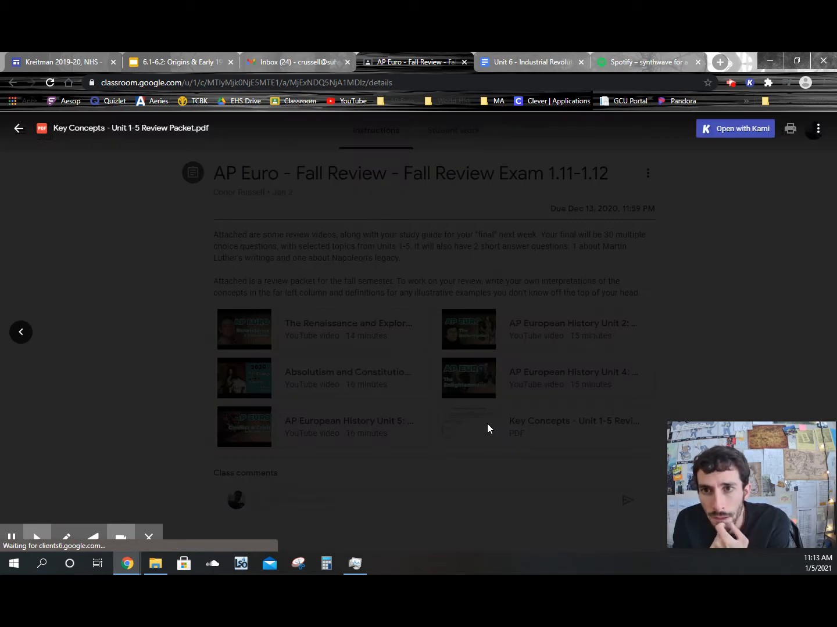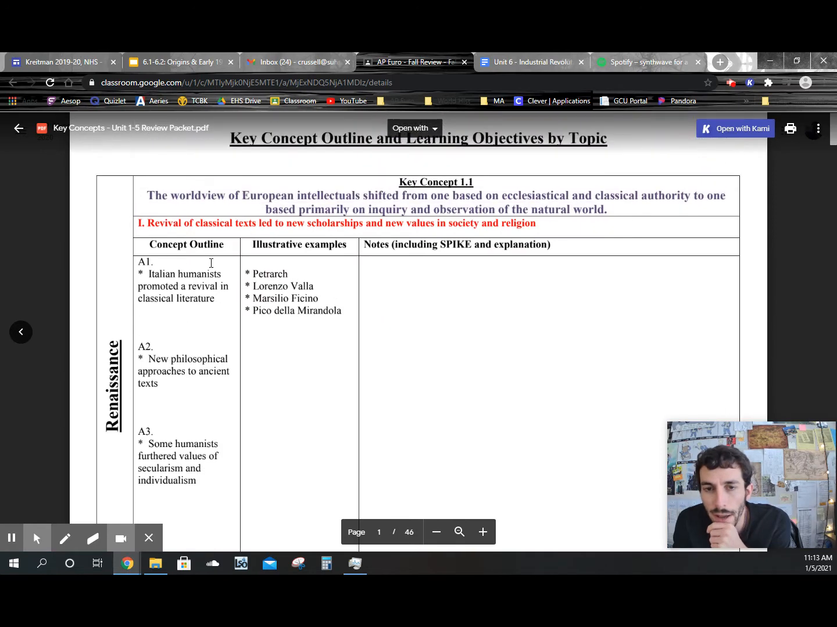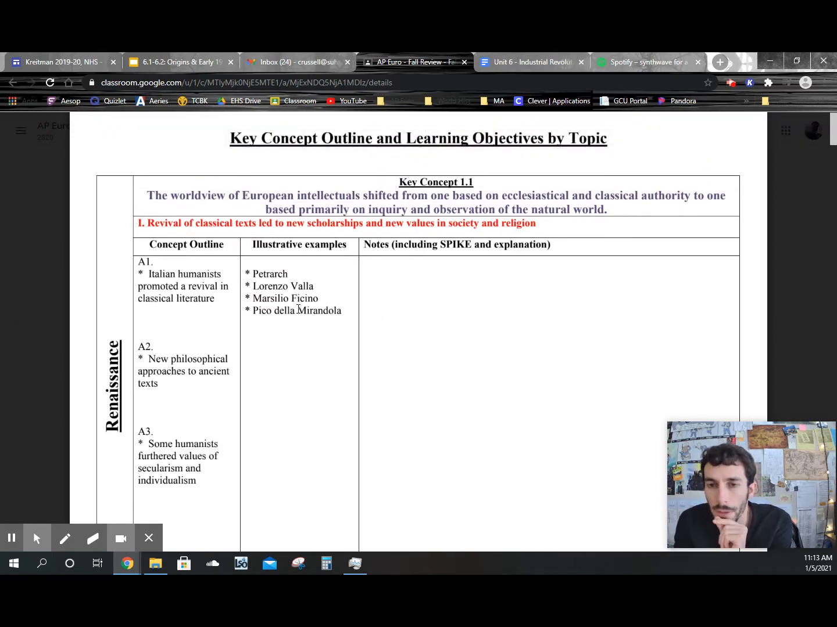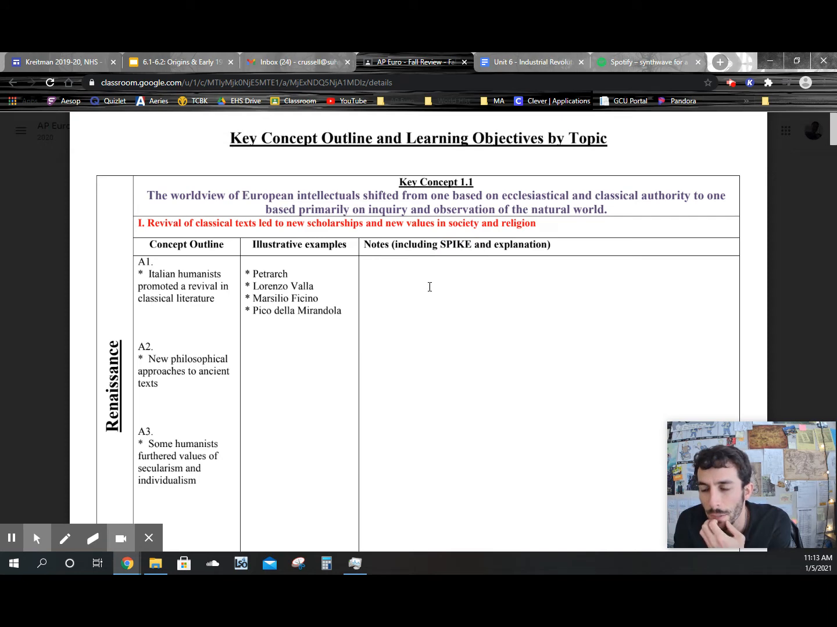And then for your review sheet, all that you're going to do is look at the concepts over here on the left, the illustrative examples right here in the middle, and then the notes over here on the right. Ignore what SPIKE is. It's an old acronym that doesn't really apply as much anymore. Instead, focus on just explaining what that concept is in your own words. It doesn't have to be very in-depth. Here, I'll show you how to do it really quick, just make it easy.